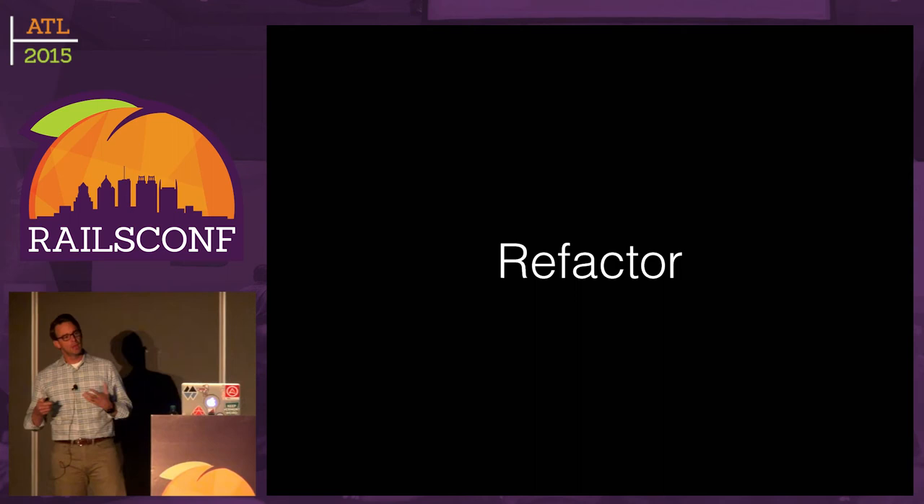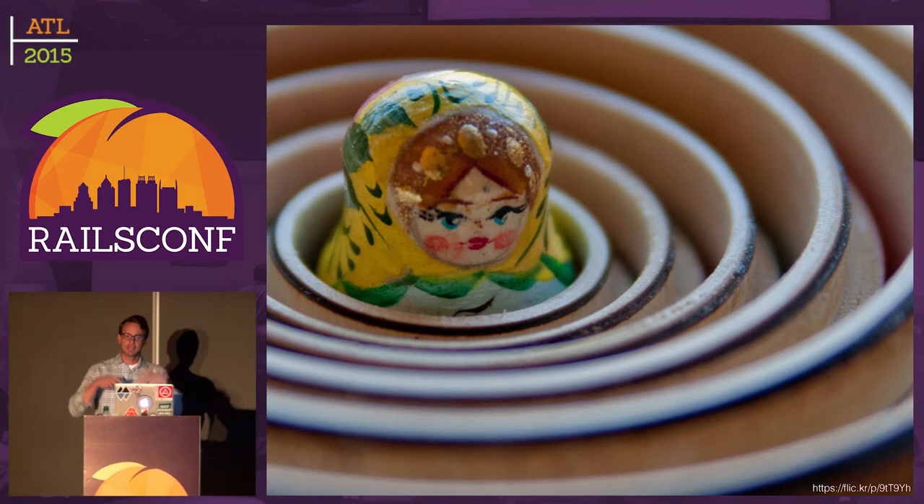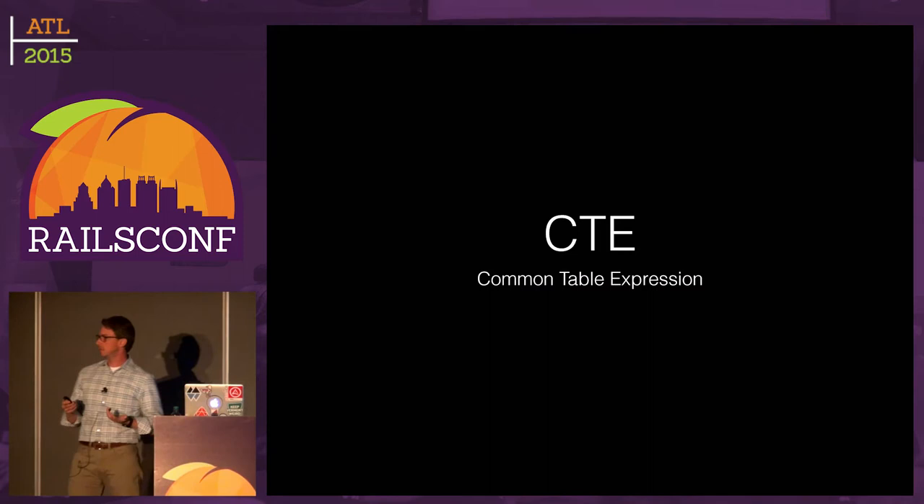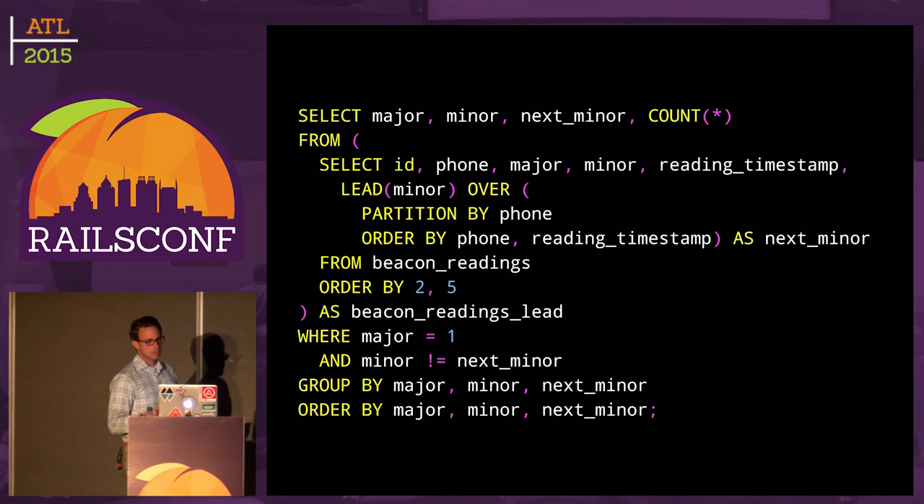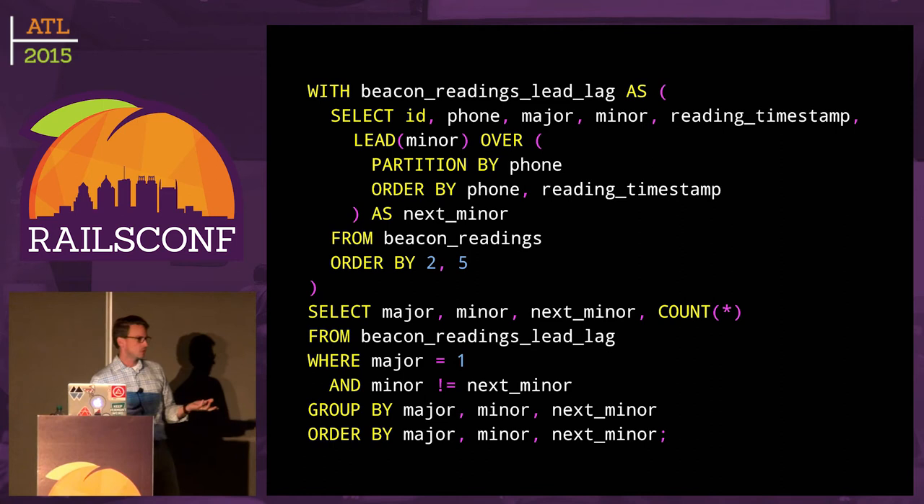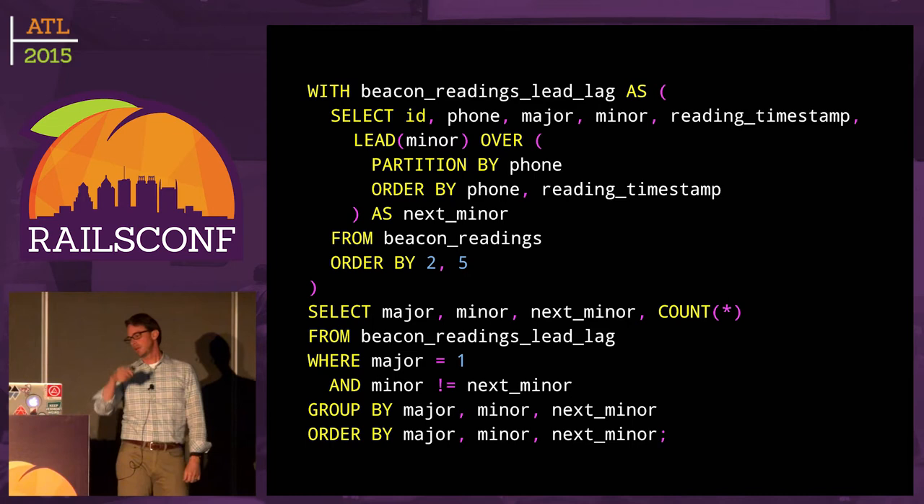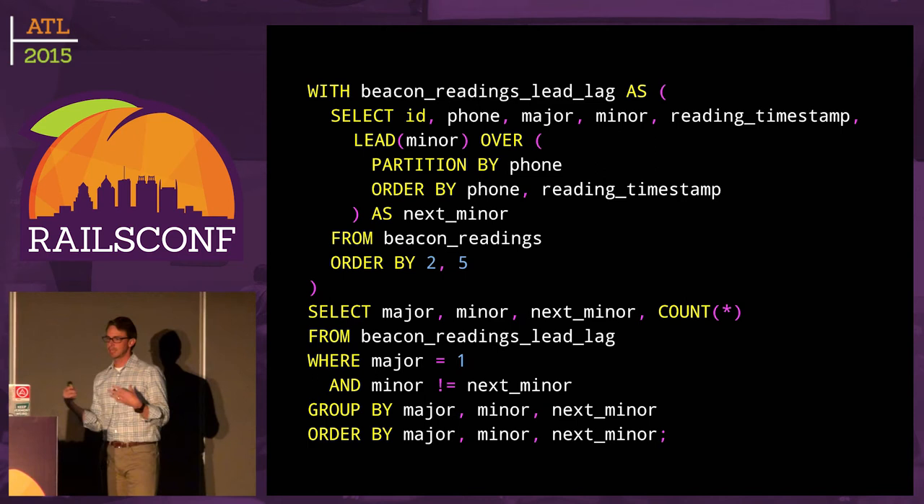Okay, let's refactor. When you're building up queries and nesting them and nesting them and nesting them, it can get unwieldy. So we have an answer to that, common table expression. So here was our original query with the outer query. We rewrite this with, it's also known as a with query because we have with, we're still naming our subquery as all that stuff. And then you see the bottom half, we just select from that. And it essentially becomes like a named variable for the query.